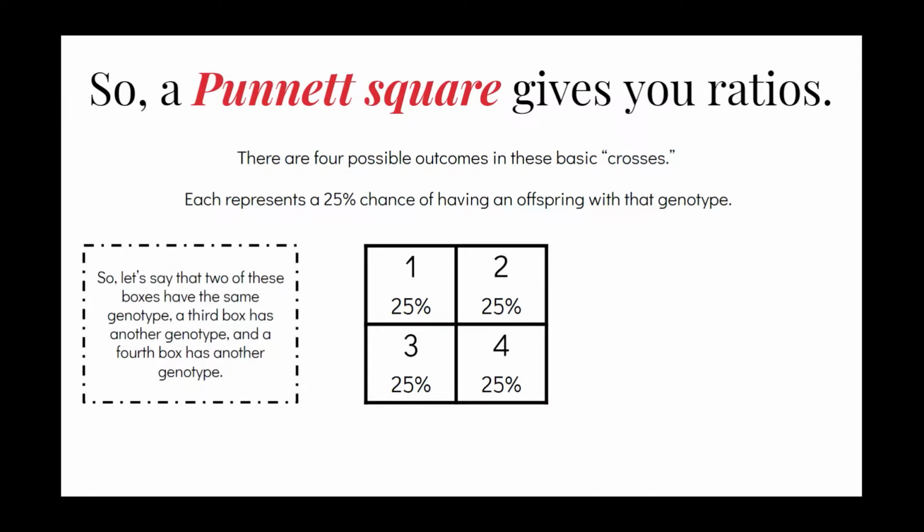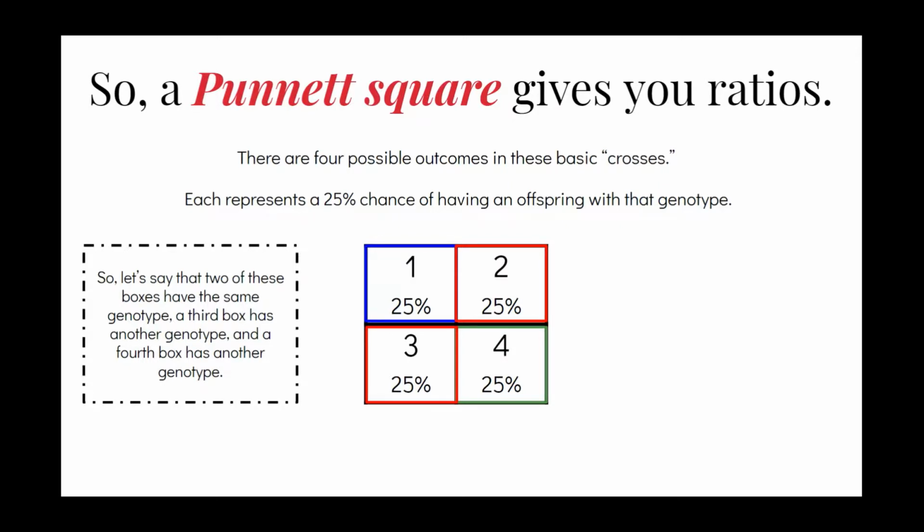So let's just say that two of these boxes have the same genotype, box 2 and box 3. A third box has another genotype, which I'm going to represent with blue in box 1. And then the fourth box has yet another genotype, which I'll represent with green. So we've got 3 possible genotypes that have come up in our Punnett squares, which you are likely to see. Let's determine what the ratio of these genotypes would be in this case.